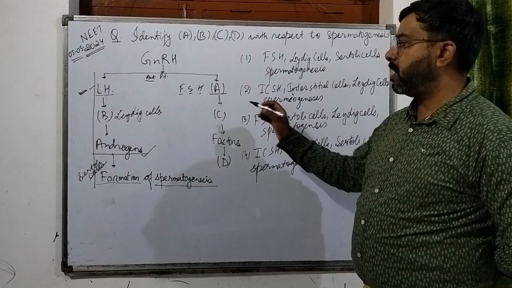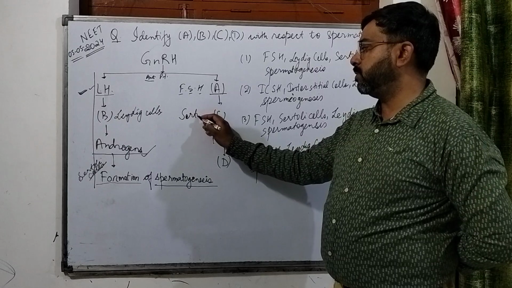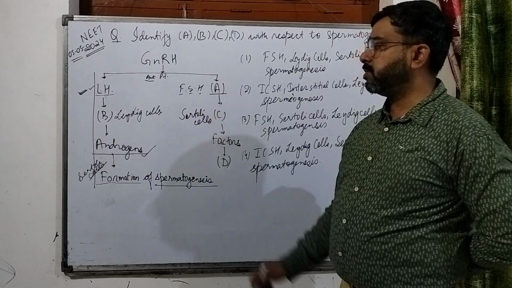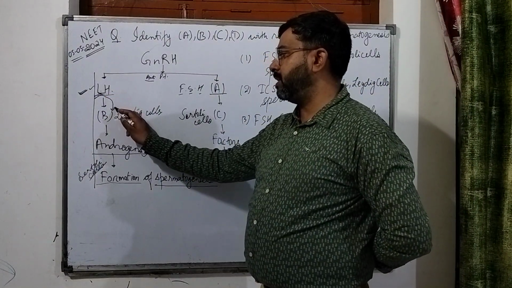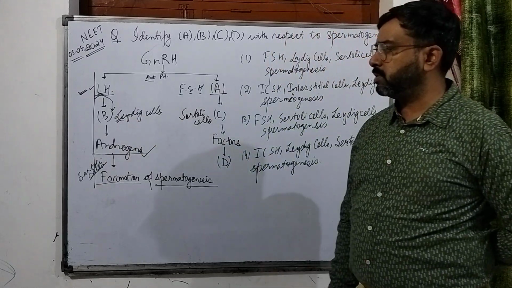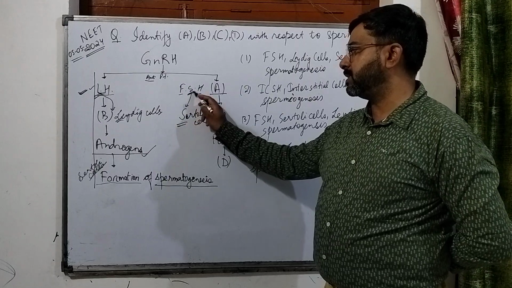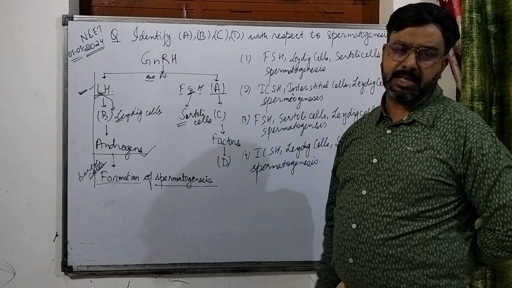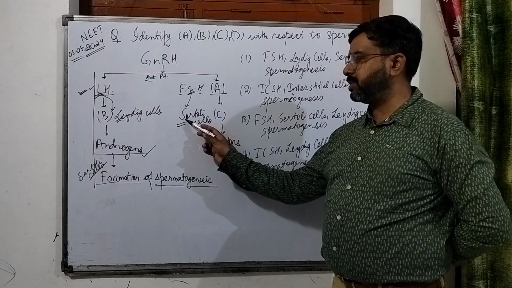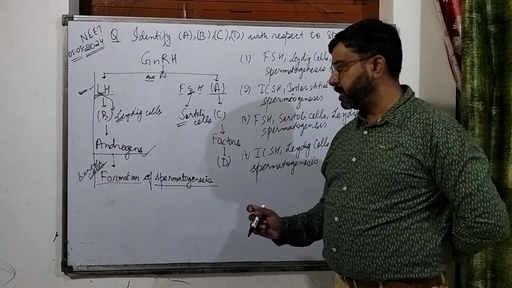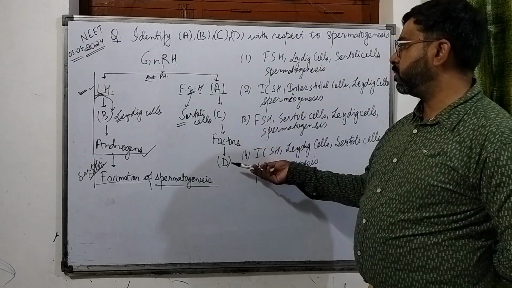Now let us look at the second part, FSH. FSH is going to act upon the Sertoli cells. You can memorize it with the letter L: luteinizing hormone and Leydig both begin with L. And Sertoli cells begin with S, so FSH, follicle stimulating hormone, acts upon the cells beginning with S, the Sertoli cells. Sertoli cells will release certain factors which will further promote spermatogenesis.